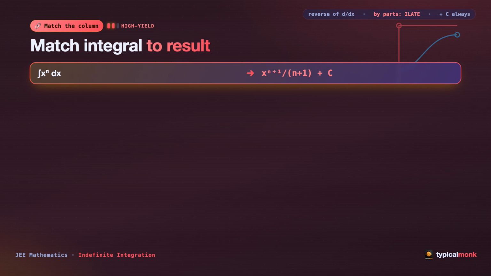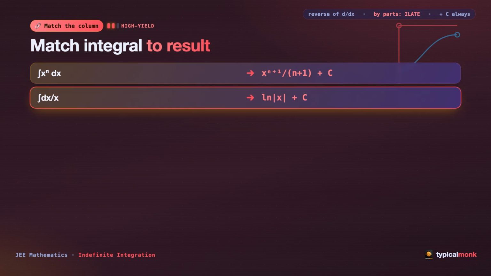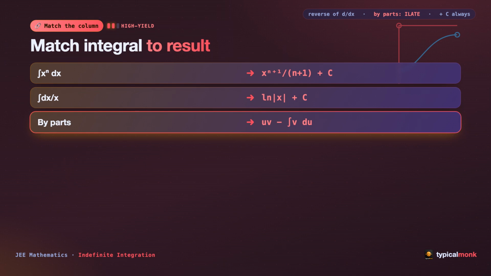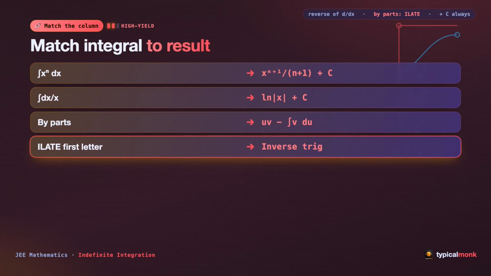Now, match each integral to its result. The integral of x to the n dx goes to x to the n plus 1 over n plus 1 plus c. The integral of dx over x goes to the natural log of the modulus of x plus c. Integration by parts goes to uv minus the integral of v du. And the first letter of ILATE goes to inverse trigonometric. 4 pairs, each worth committing to memory.